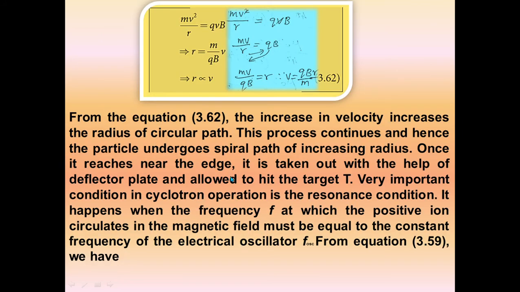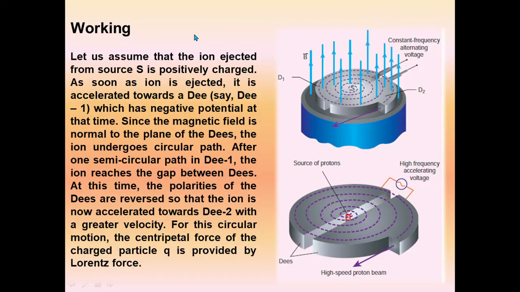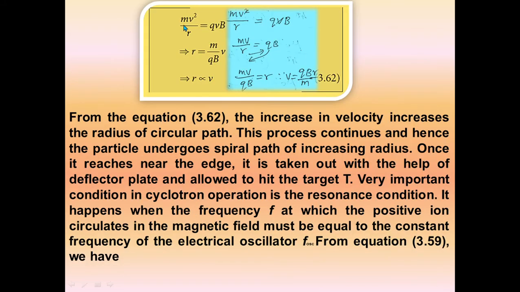Once again, repeat this derivation. Here the force is the centripetal force acting on the charge Q, the positive charge. At the same time, the magnetic field force also acts on the charged particle. Both are equal. So what is the formula for the centripetal force? mv square divided by r. What is the formula for the magnetic force? qvB. One v term cancels, remaining mv divided by r is equal to qB.